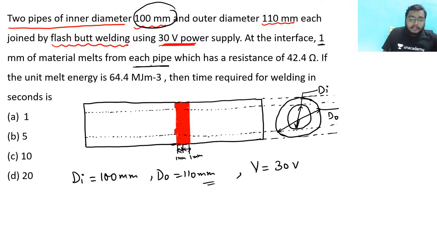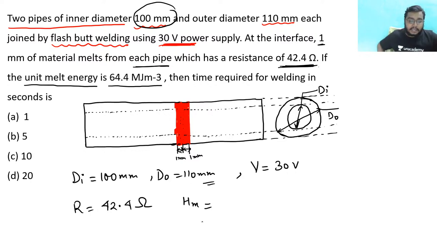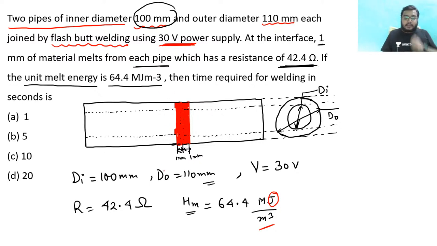Now at the interface, 1 mm of the material melts from each pipe, which has a resistance of 42.4 ohm. So resistance is given as 42.4 ohm. If unit melt energy is 64.4 megajoule per meter cube, so HM is given as 64.4 megajoule per meter cube. HM should be in joule, but here there is a meter cube, so we have to multiply it by the volume of this weld, then we get HM.